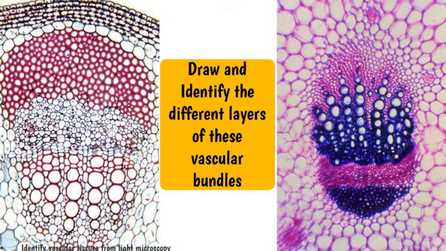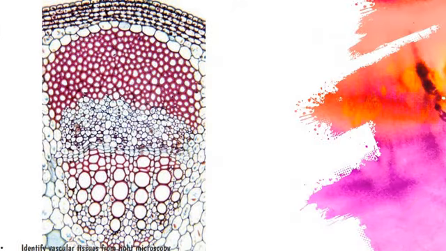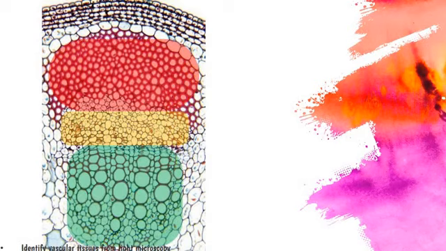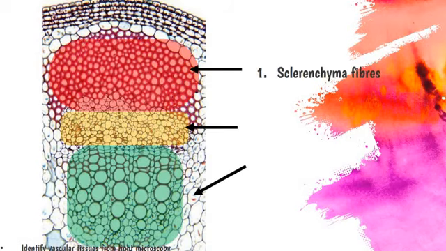Okay, so next up we are going to have a look at where our labels should be. So let's look at the one on the left first. We have this layer on top, and you notice that it's got very thick lignified cell walls, and yet it's smaller than the one at the bottom, so this has to be your sclerenchyma. Underneath sclerenchyma we know we have the phloem, and the last one has to be the xylem.